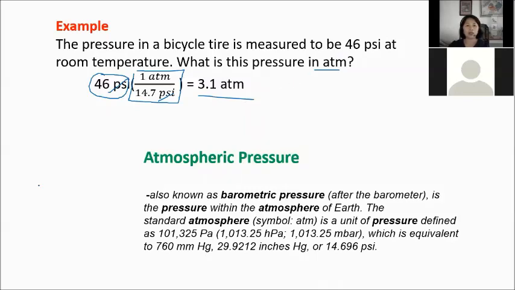Okay. So next is atmospheric pressure. This is also known as barometric pressure. So after the barometer, so this is the pressure within the atmosphere of the Earth. The standard atmospheric pressure symbol is ATM, is a unit of pressure. So ATM is a unit of pressure. Defined to be, so yung kanina na mga conversions.